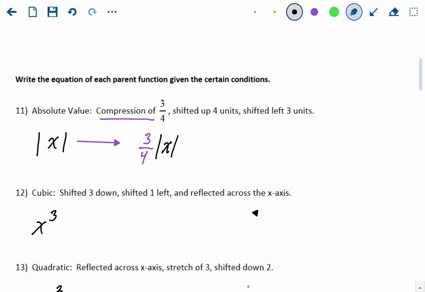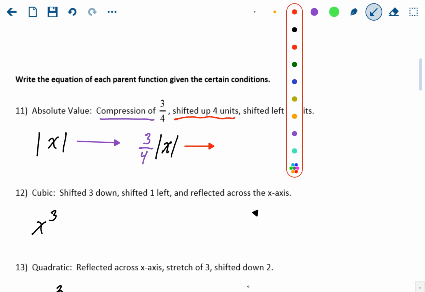stays there. All right, the second transformation is that it's shifted up 4 units. Okay, the vertical translations go outside of the function value. So vertical translations are not with the x, it's outside of the x value. So 3/4 absolute value of x, and then we're just going to add a plus 4 at the end.